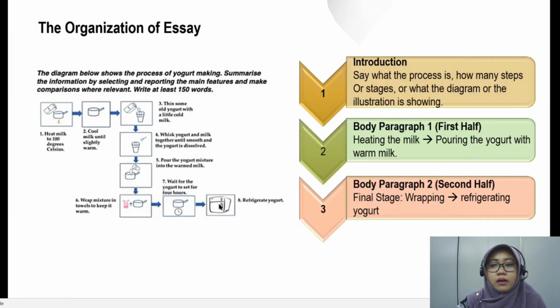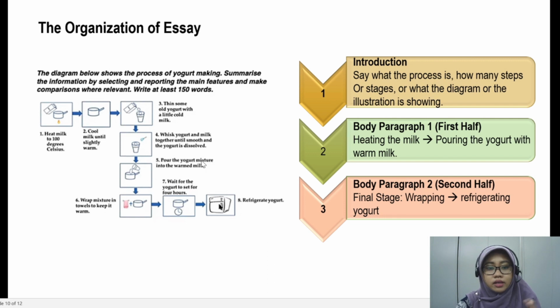Okay, so this is the sample of how I'm supposed to organize my essay based on the process diagram in the left picture. The diagram shows the process of yogurt making, and I have to summarize the information. I have to take a look first at the diagram and then count how many stages there are, where it starts and where it ends.